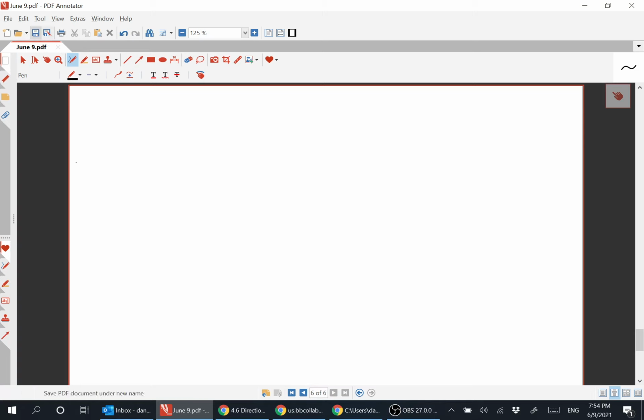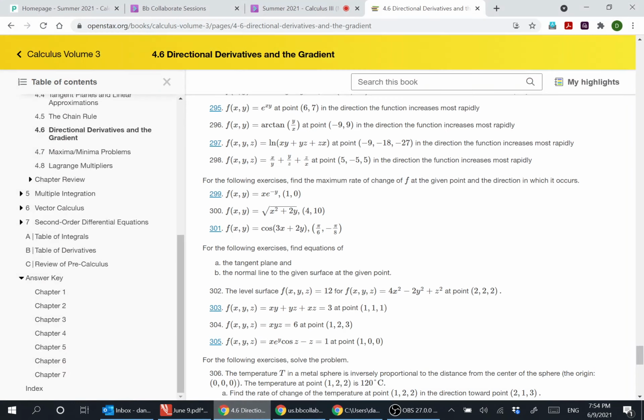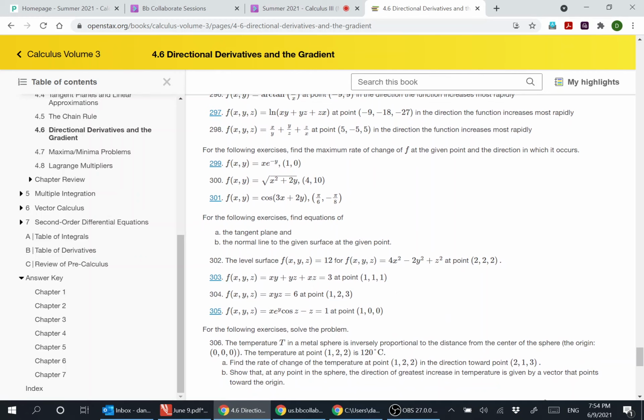All right, 302. For the following exercises, so this is some more stuff about the gradient and the level curves. For the following exercises, find the equations of the tangent plane and the normal line to the given surface at the given point. So something to remember.